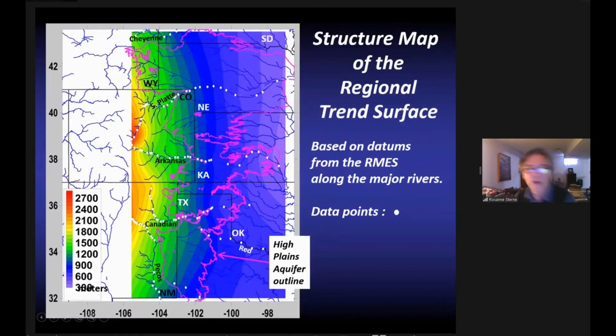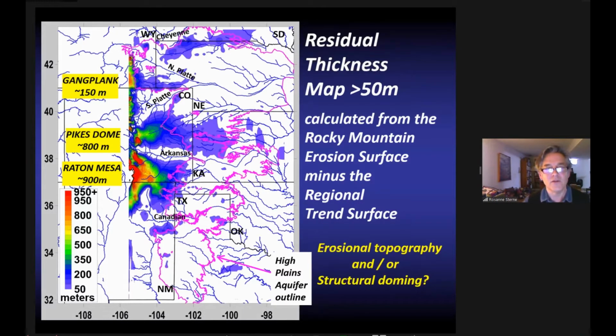So what I said when we looked at the Southern Rocky Mountain Epeirogen is that I want to subtract out a regional trend surface. So to define the regional trend surface, I take points along the major rivers on the RMES. So I'm only sampling my RMES along these major rivers, which are flowing down lows adjacent to these structures. So this is a kind of smooth trend line across the eastern Piedmont. And then I can subtract that regional trend surface from the Rocky Mountain Erosion Surface, and the remnant now gives me the amplitude or the height of the residual.